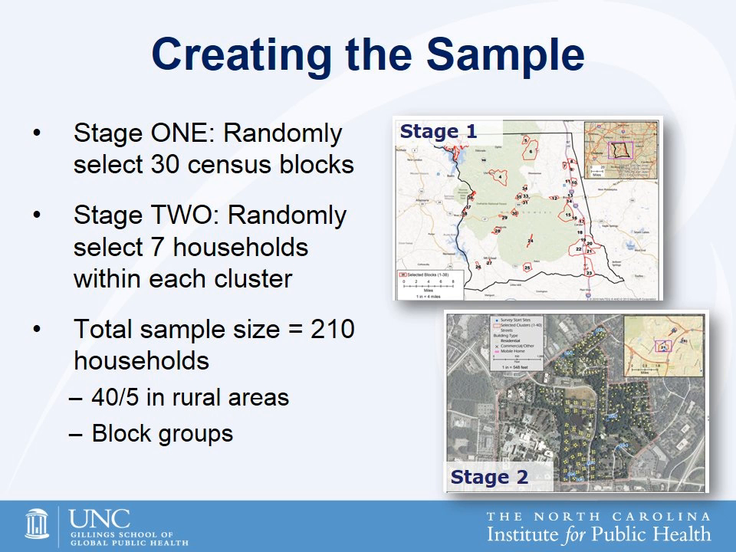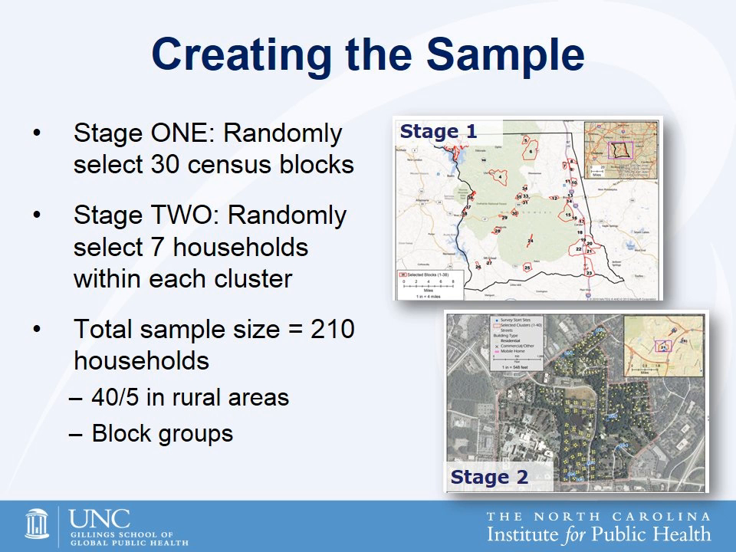This just shows what a cluster sample might look like. Stage 1 up there shows the red areas, which are spread throughout the county. That is our 30 census blocks that we've selected. Then in stage 2, we randomly select 7 households within each cluster. This is how we get a sample size of 210. 30 by 7 is the magic number. It's what tends to work, but it's not the only way to do it.